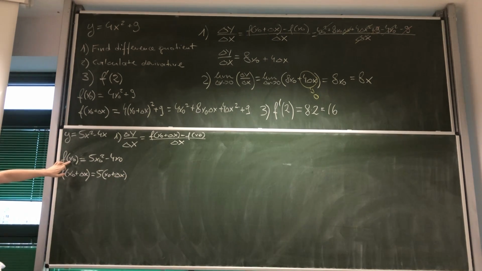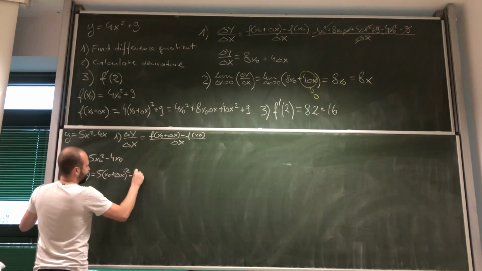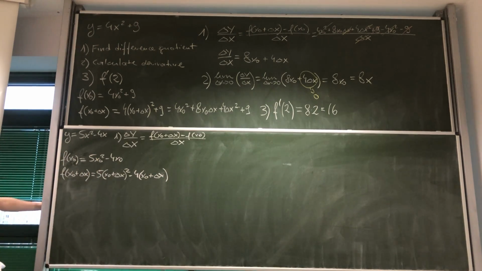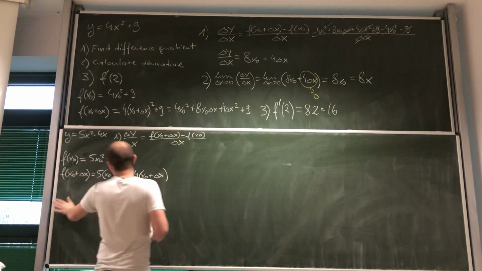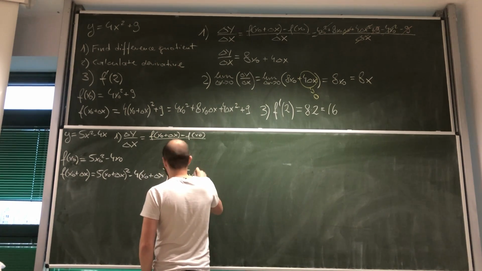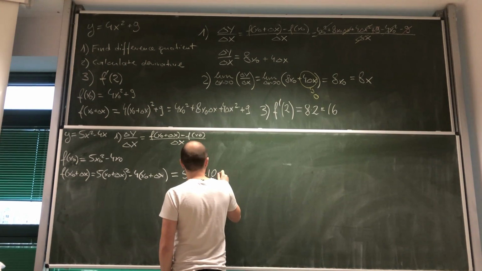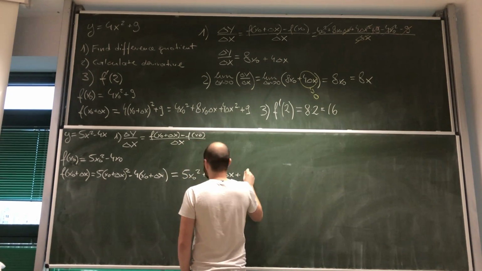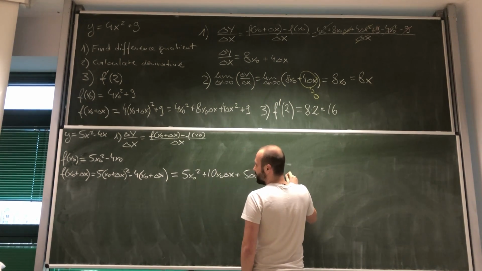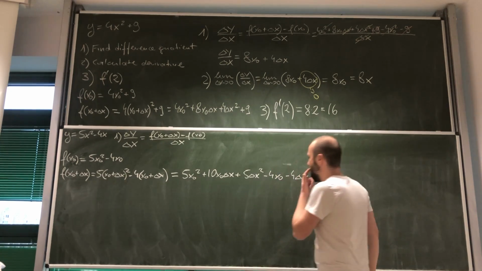But there, all we had to do was substitute x0 for x everywhere, and now we need to substitute x0 plus delta x for x everywhere. So, minus 4 times (x0 plus delta x). Okay, so again, we need to calculate this whole thing out. And we get 5x0 squared plus 10x0 delta x plus 5 delta x squared minus 4x0 minus 4 delta x.